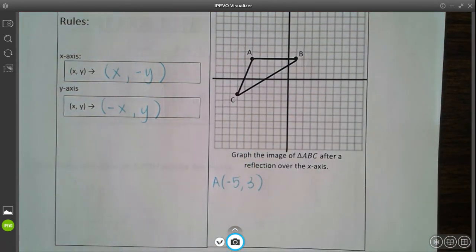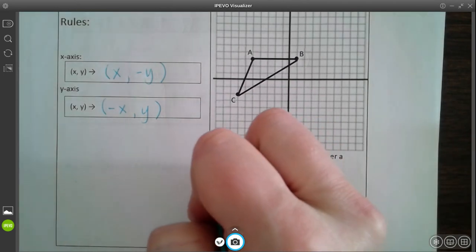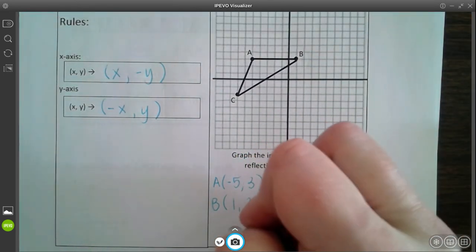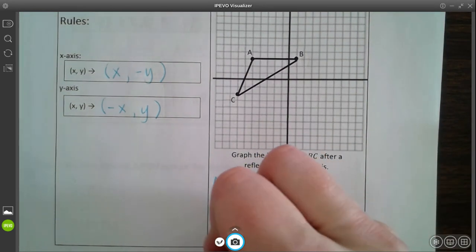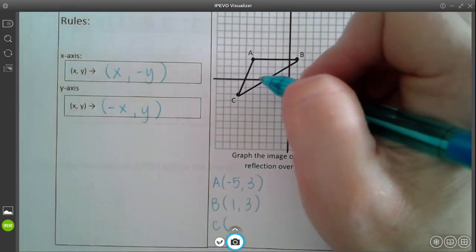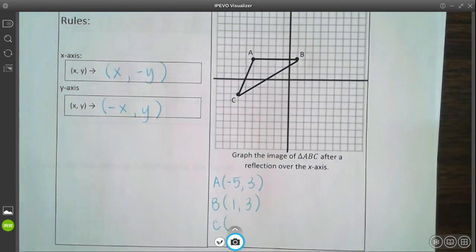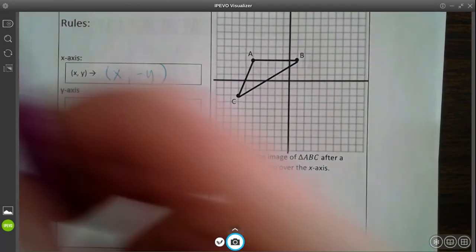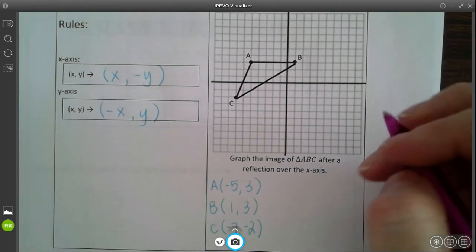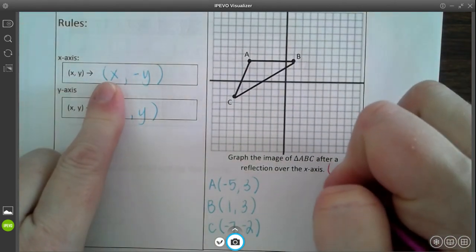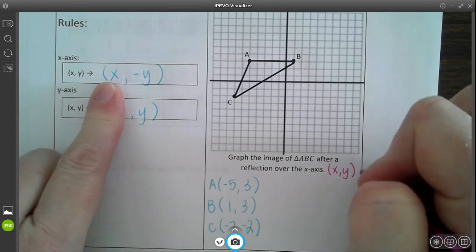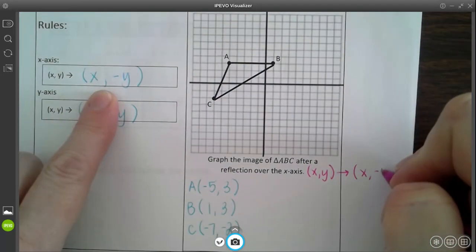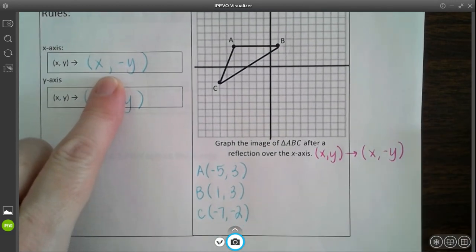Okay. And then B is at 1, 3. And C is at -7, -2. Okay. The rule for an x-axis reflection, again, if I look here, is I'm taking the coordinates and I'm mapping them to x and opposite of y.